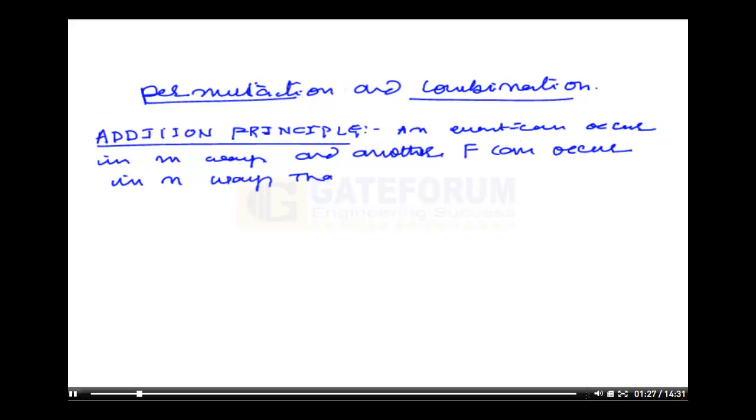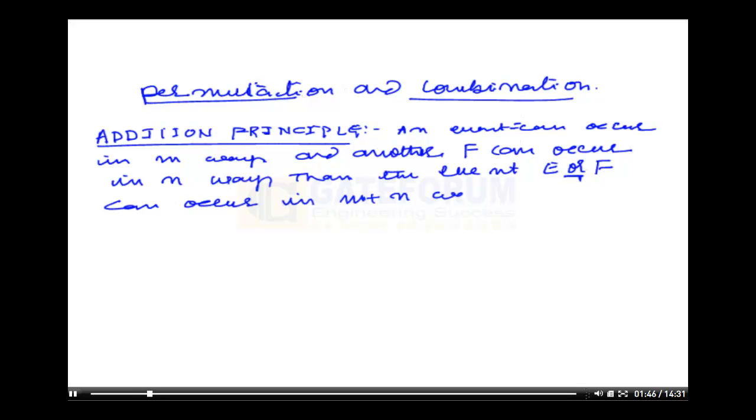Then the event E or F, I am emphasizing the word or, E or F, can occur in M plus N ways. So this is called the addition principle. To understand the principle, we take a small example.